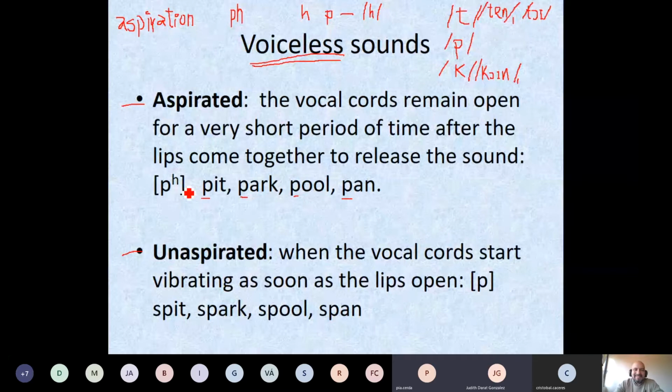Yes, exactly. Yes, I was going to explain that after I finished with these examples. Exactly.